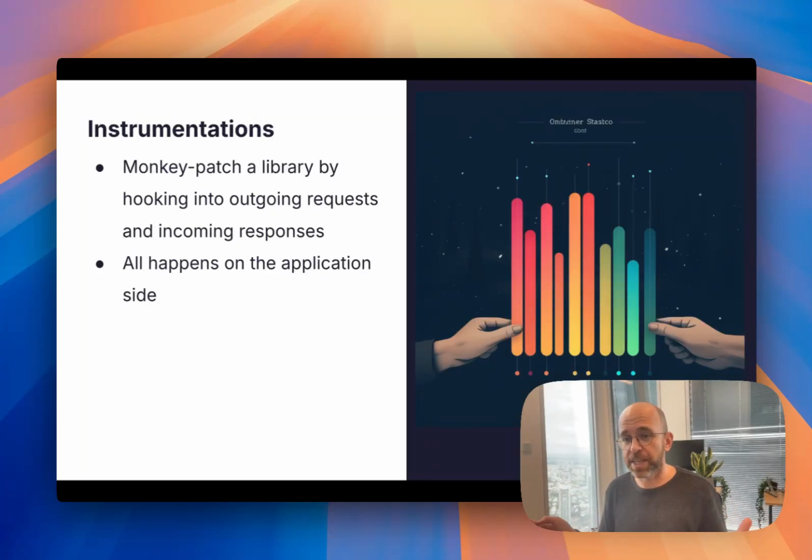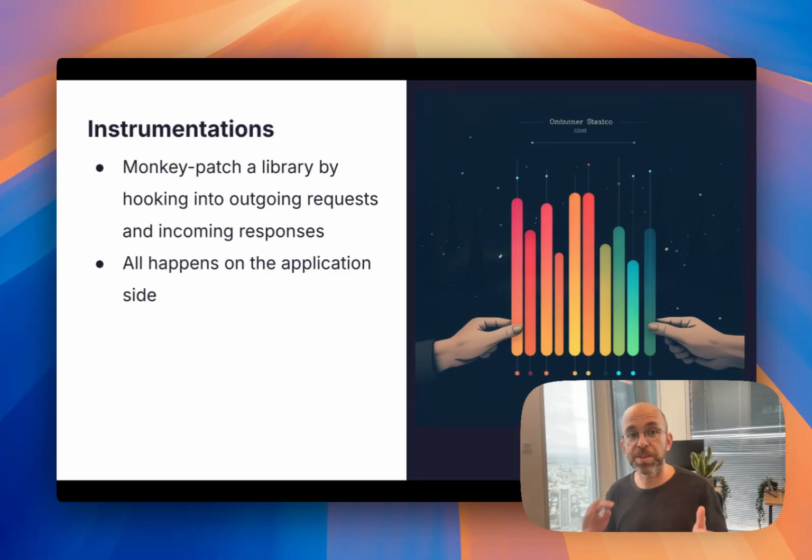So what are instrumentations? Instrumentations are a way, as I said, to automatically get some observability data, some visibility into some parts of your application. Let's say you're using an SQL server, then you can use an instrumentation for that SQL server, like Postgres, and get some logs, metrics, and traces automatically.